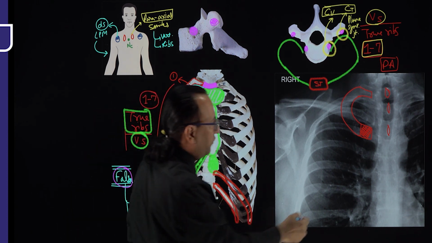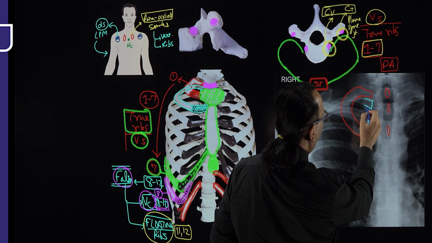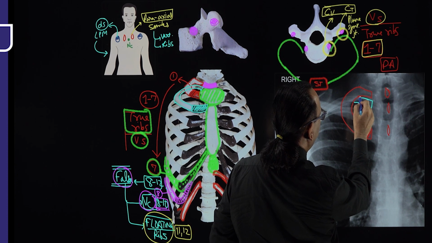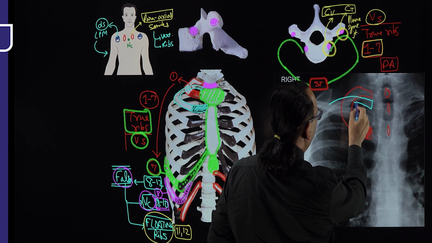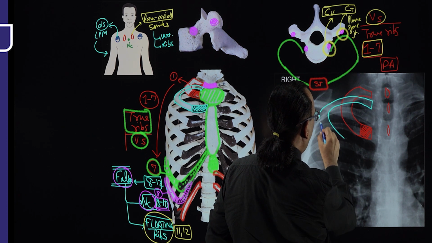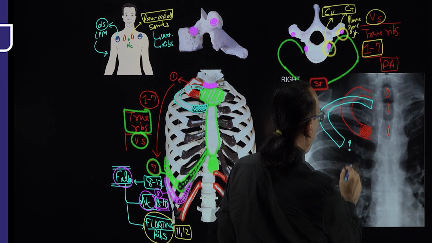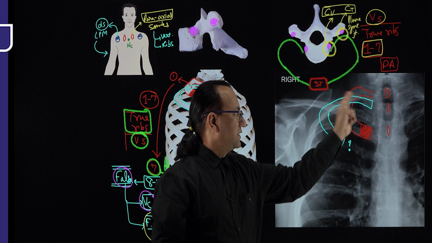In the X-ray, you'll find the second rib is below the first rib, attaching to the T2 vertebra, and then it is coming anteriorly. As you follow the rib anteriorly, you will notice the anterior end of the rib is not very clearly seen. It is stopping somewhere here because the costal cartilages are not evident on the X-ray. So this is the second rib.